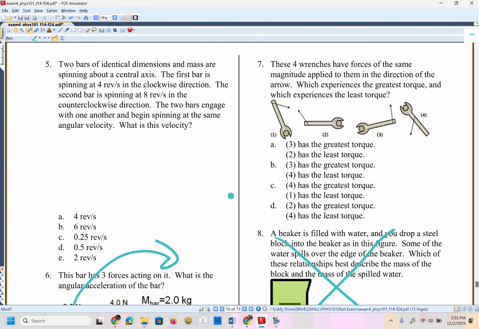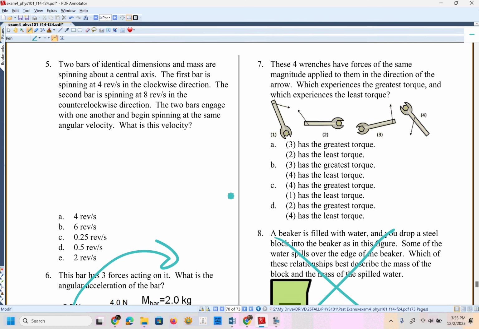Five is a good question. Let's just talk about it for a second. This is similar to your free response, where I think there are 2 spheres that come together. If you look at the fall 24 exam, you have one sphere that's spinning, and then you engage it with another sphere, and they both start spinning at the same rate, and you have to calculate what that rate is.